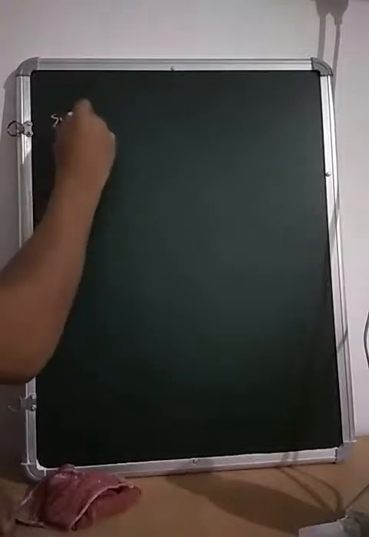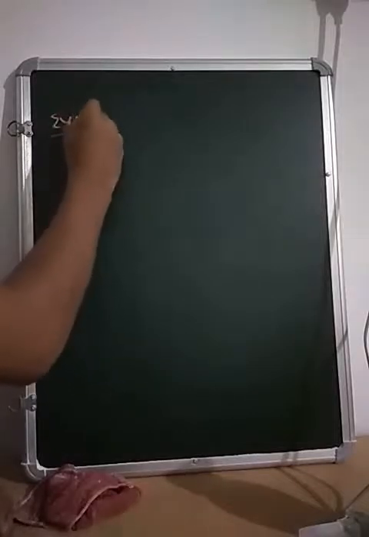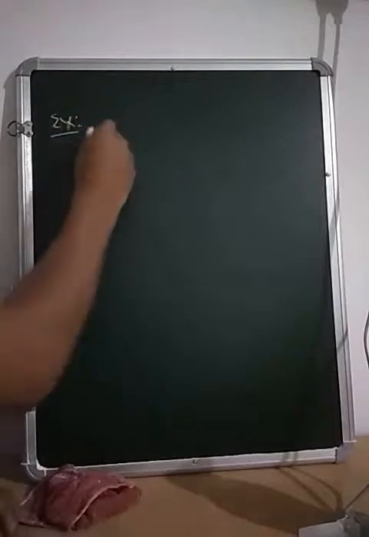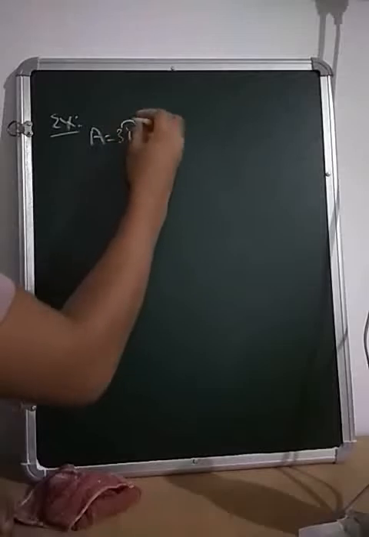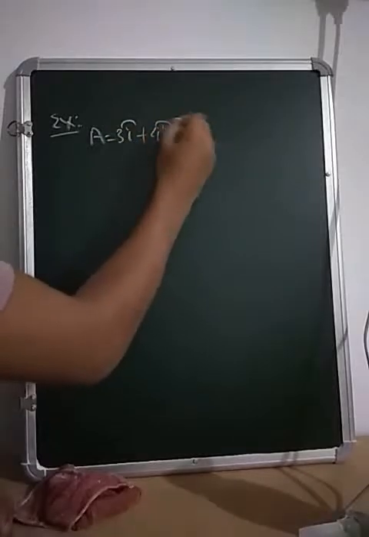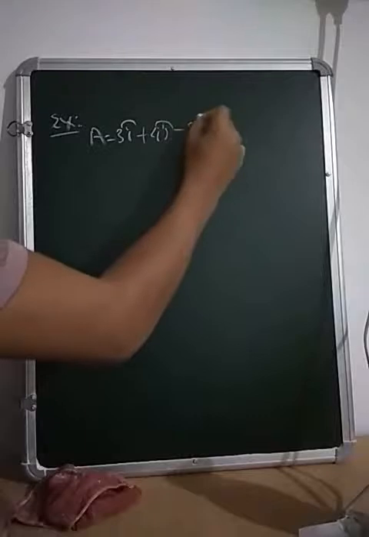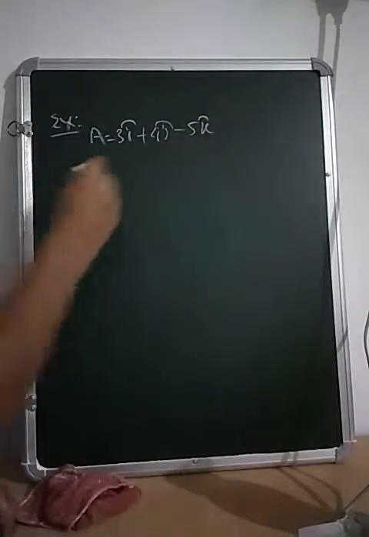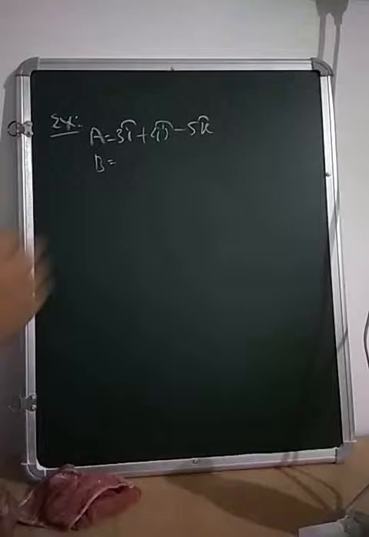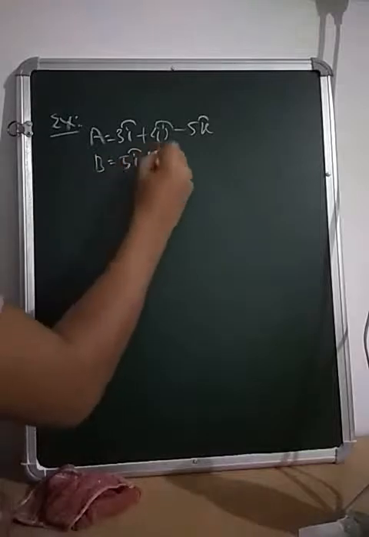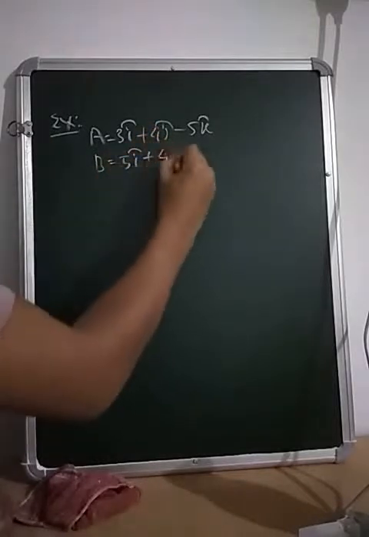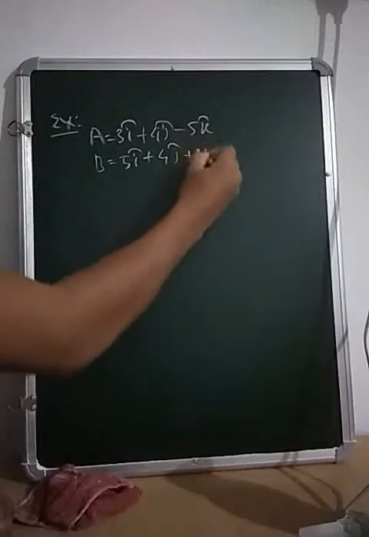In today's class, I will first discuss a problem regarding the scalar product. This example is given in your NCERT textbook. Suppose we have two vectors: A is equal to 3 i cap plus 4 j cap minus 5 k cap, and B is equal to 5 i cap plus 4 j cap plus 3 k cap.